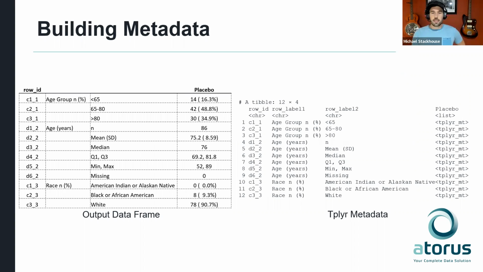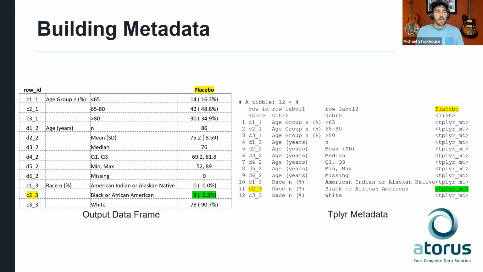So the way that this actually talks to each other is that the Tplyr metadata data frame here is a lookup table, essentially. So on the left, we have the output data frame, and let's say that we're looking at row ID c2_3, and then in the column placebo. That is going to be the keys that are necessary to find the metadata object associated with that result cell.